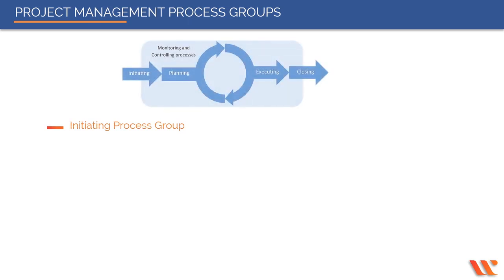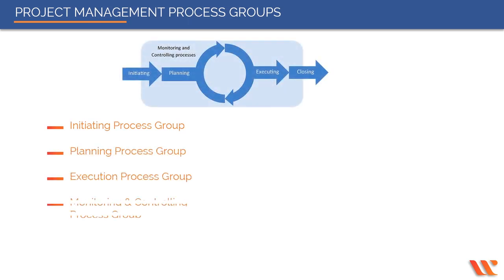We have already looked at these process groups in detail earlier. So, here we will just do a quick recap. Every project has 5 process groups. These are initiating, planning, execution, monitoring and control, and closing.